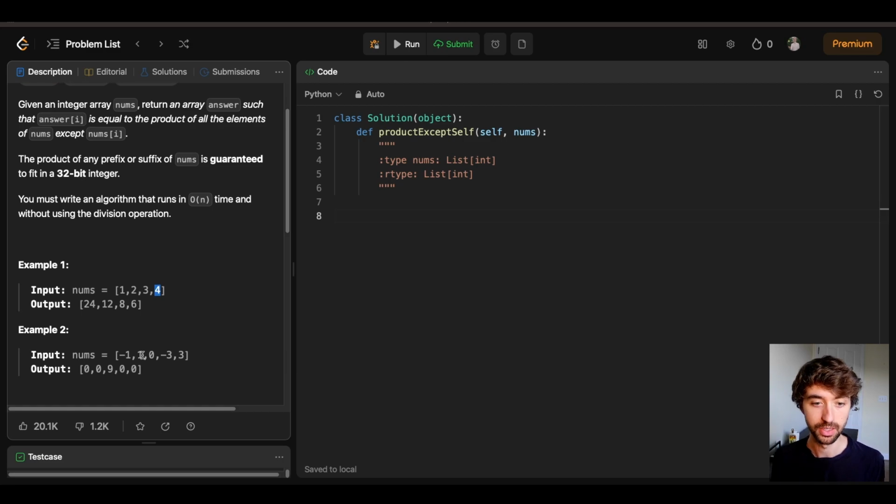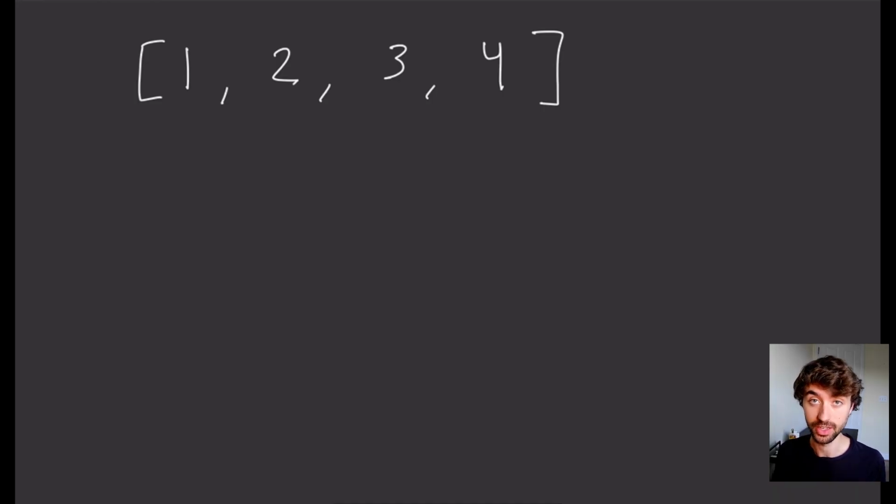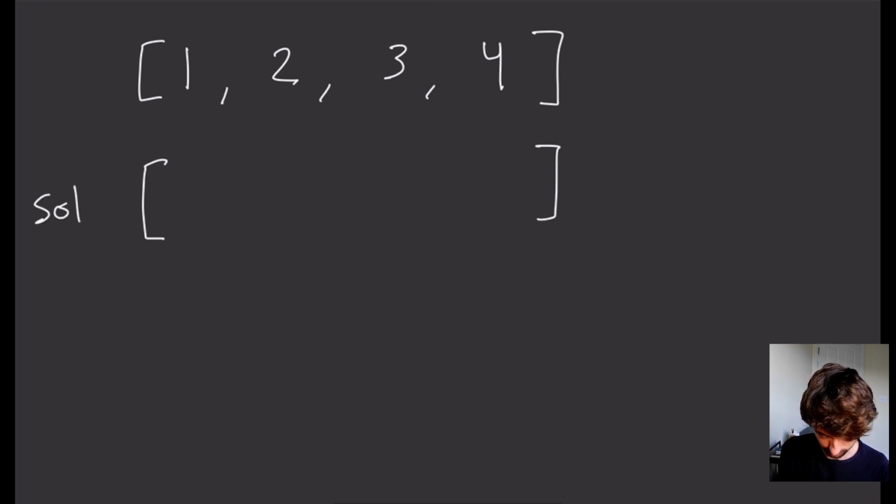So here I've drawn the input array that we're given in the example, which is 1, 2, 3, 4. And let's talk through how this would work intuitively. So the way I described when I went over the problem in the write-up is that all we really need to do is say, let's create a solution array. We can call that solution.